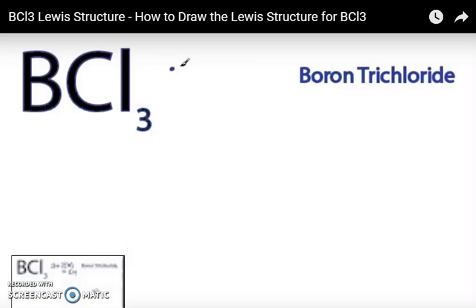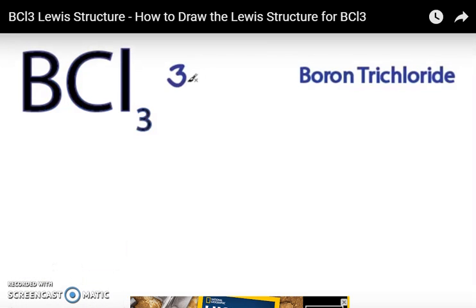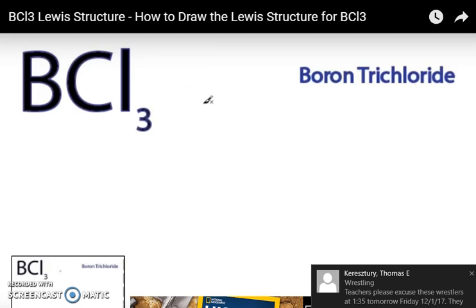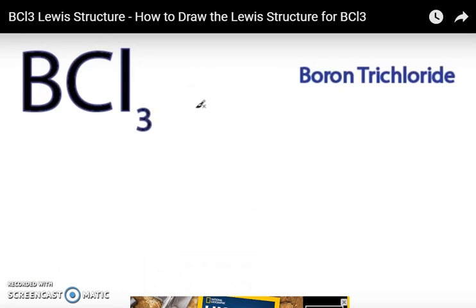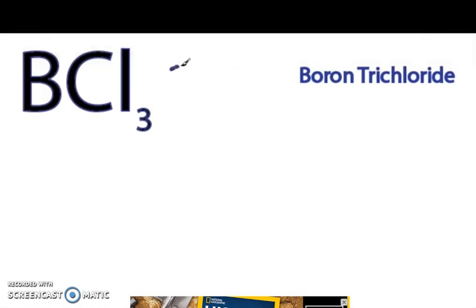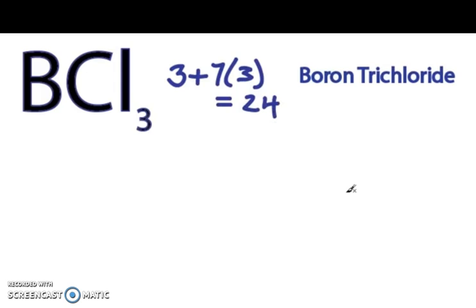So 3 valence. This is Dr. B. Let's do the Lewis structure for BCl3. Boron has 3 valence electrons. Chlorine has 7. And again, I would make sure you wait to the end because he's doing a whole bunch of stuff on here.